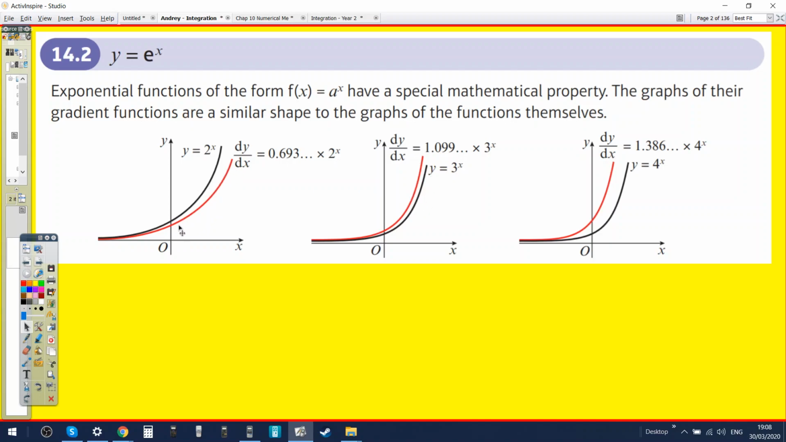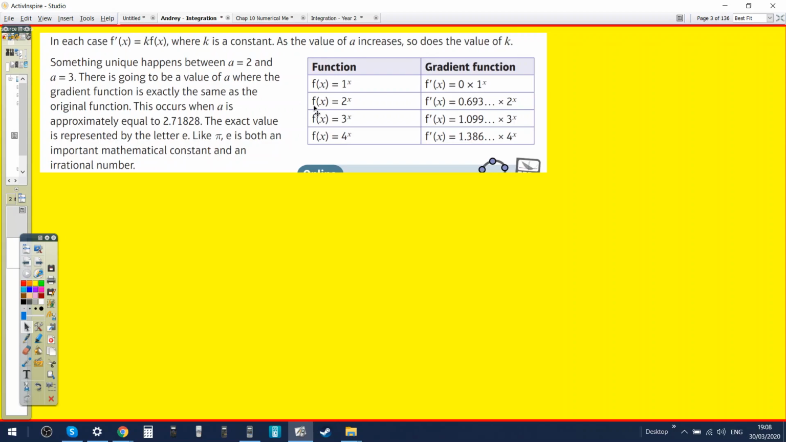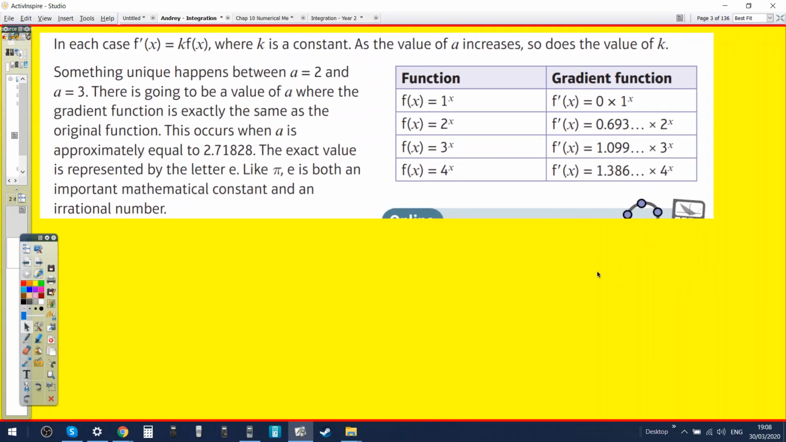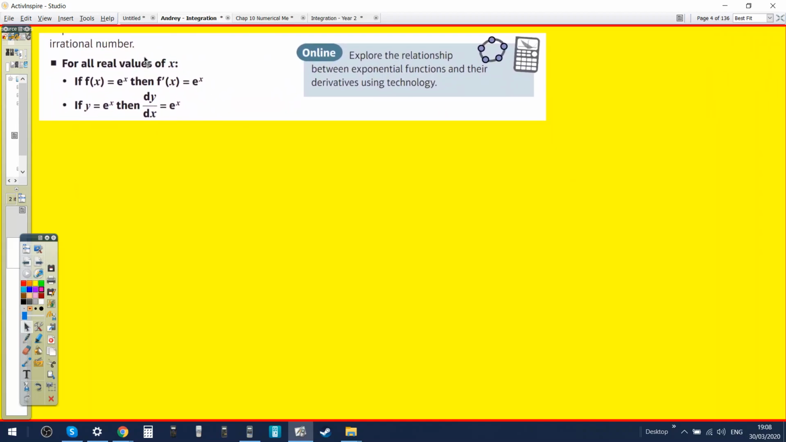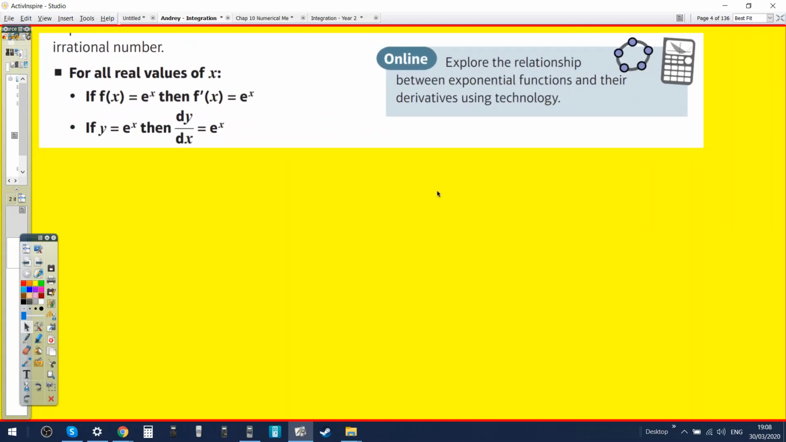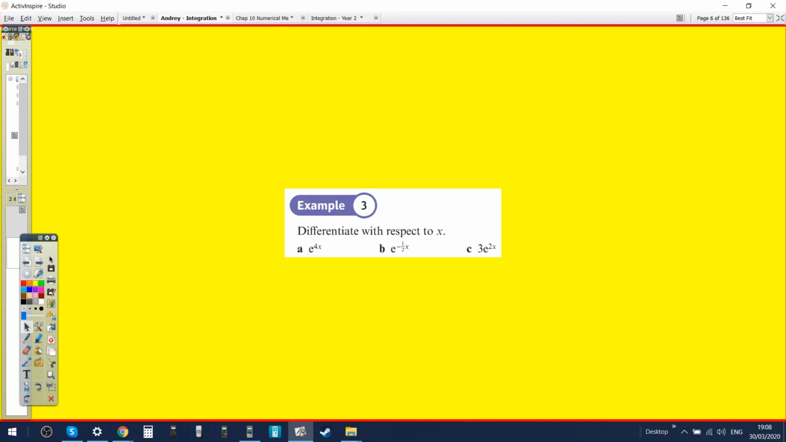For this one, the red is slightly below, so the derivative is slightly below. Here, the derivative is slightly above, and there's a number in between where it's exactly the same, and that number is e. It's in between 2 and 3. It's 2.71828 dot dot dot, like pi goes on forever. It is an irrational number. Basically, it's the only number where the derivative of e to the x is e to the x. It's the only one that's the same.